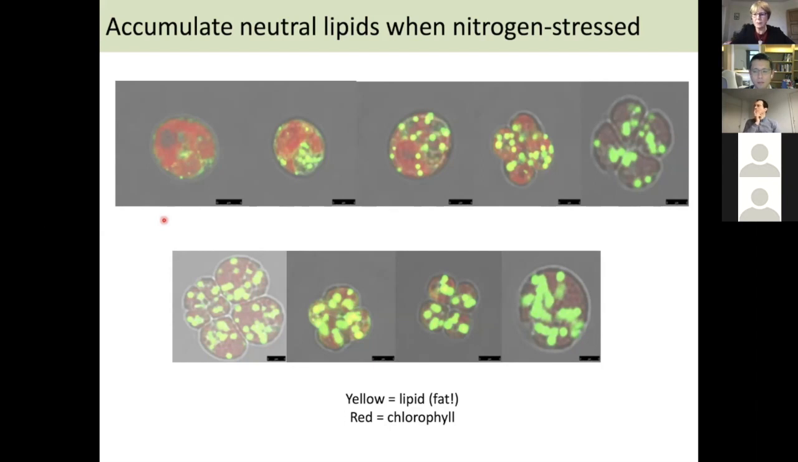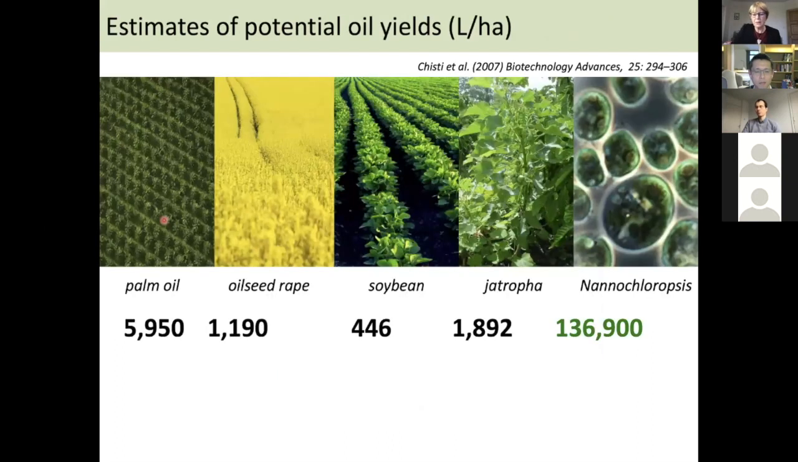In the beginning of the 21st century, it was proposed that you could use this phenomenon of accumulation of massive amounts of lipid, which can be up to 70% dry weight in a unicellular alga, for biofuels, because this is neutral lipid and it can be transesterified to produce biodiesel. And so this is an estimate of the potential oil yields in litres per hectare.